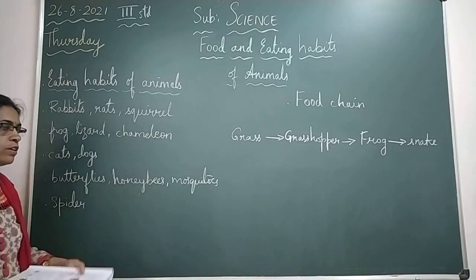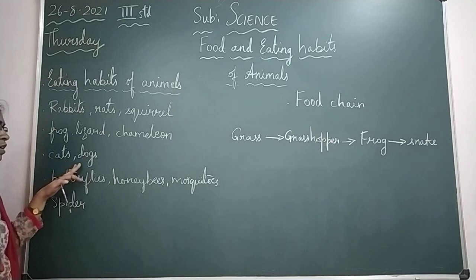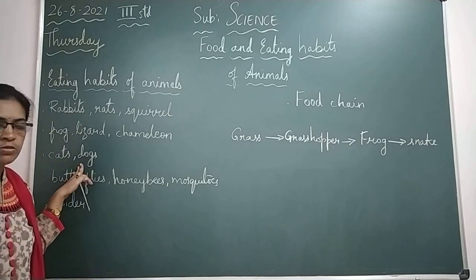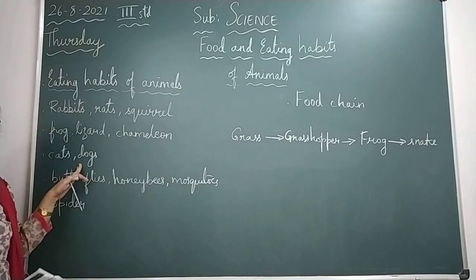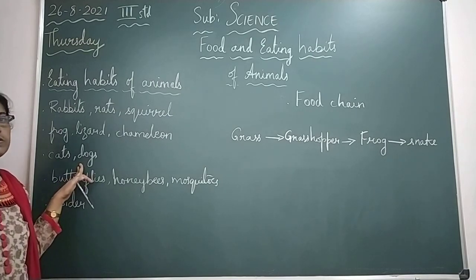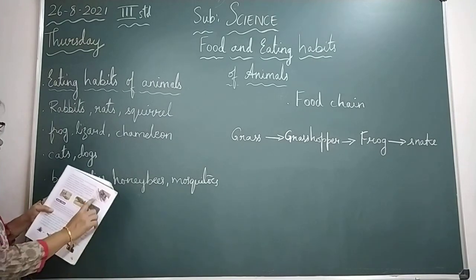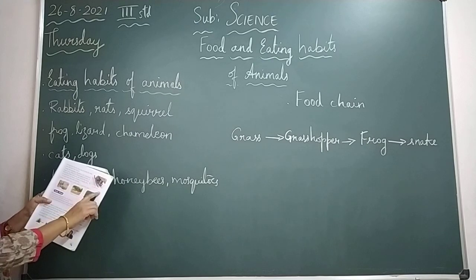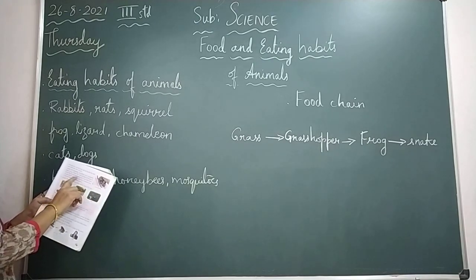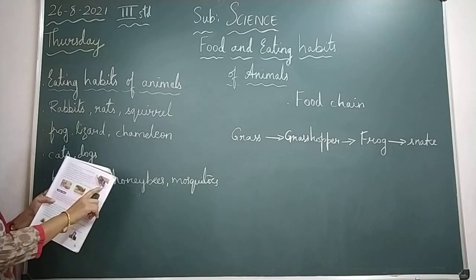And the next is dogs and cats. So dogs and cats, usually you can see in your houses also. So these animals lap up liquids like milk and water with their tongue. You can see in the picture here. They lap up their milk and water with the help of their tongue there.